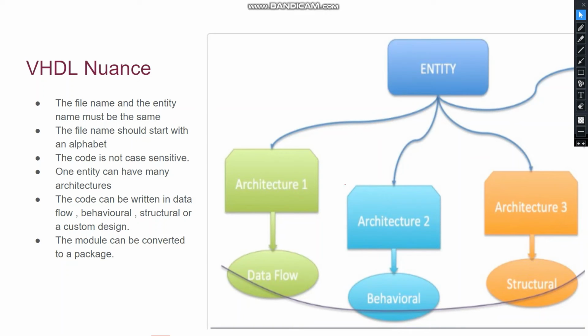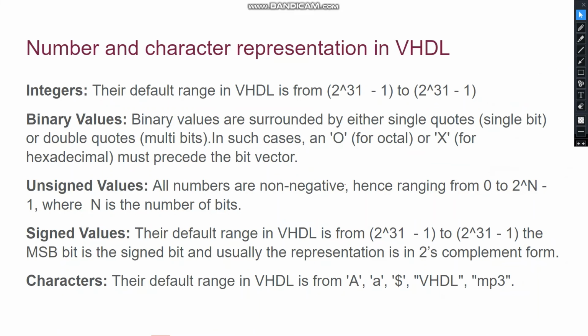What is a custom model? It can be a combination of all these three, or a combination of structural and behavioral, or data flow and structural, or behavioral and data flow. So it all depends on how you build the design. At this level, I think this is good enough. Now comes the number system.